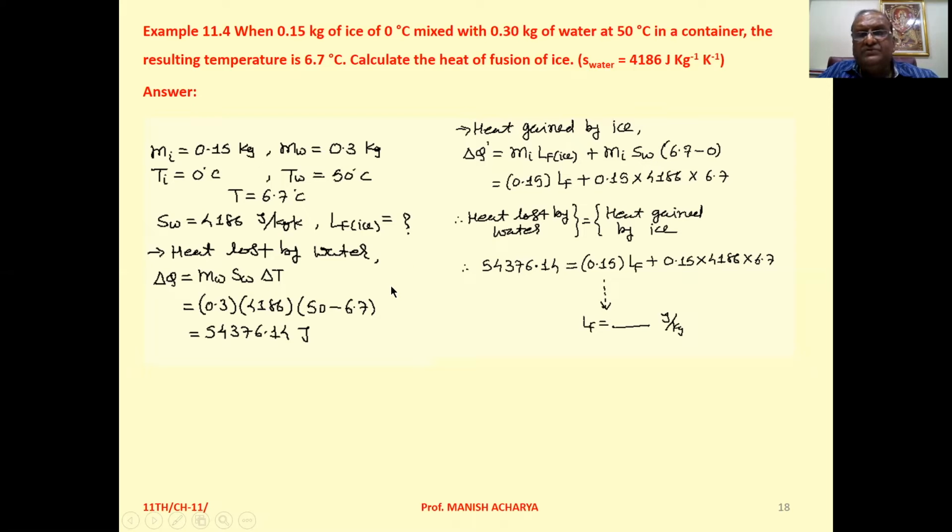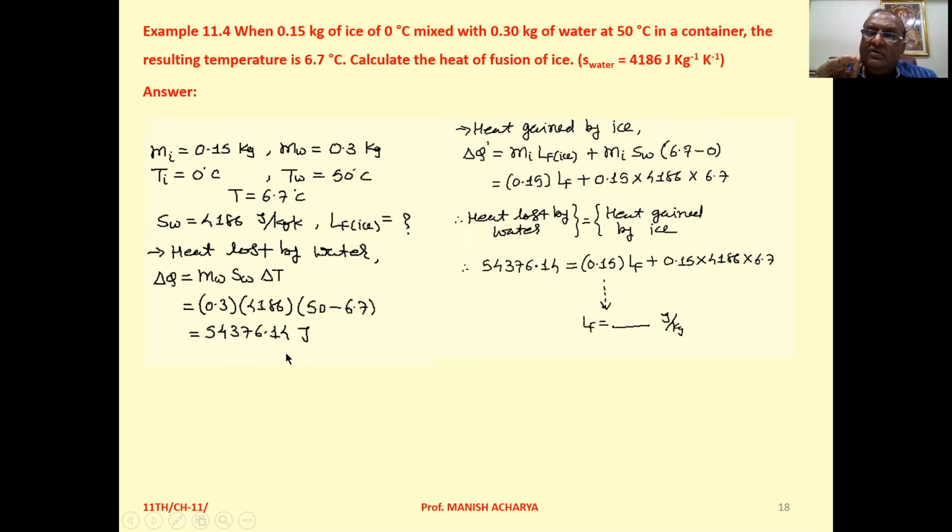Clear? Now see, the temperature of the water falls from 50 degrees Celsius to 6.7 degrees Celsius. It implies that heat is lost by water. So first of all, let's think about the heat lost by water. Heat lost by water, delta Q equals m water s water delta T. Mass of water 0.3, s water 4186, change in temperature of water 50 minus 6.7. When you solve this, you will get this much joule.